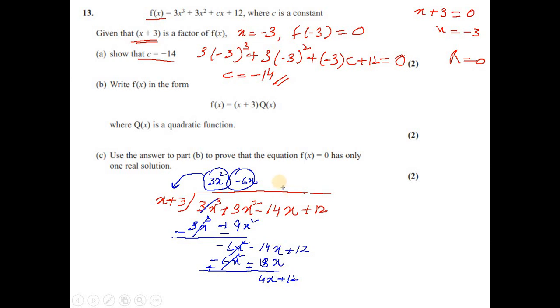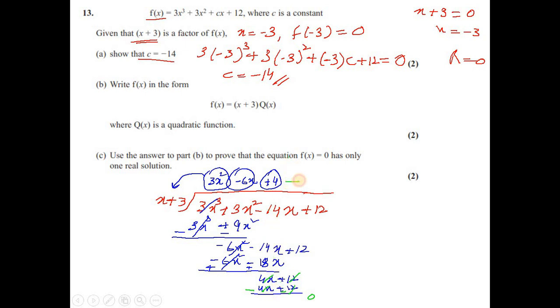Then you do one more time. You need to think of some number here, so that when you multiply that number with the first term, you can get 4x. So clearly it is plus 4, and you multiply plus 4 with both of these two terms of the divisor, so 4x and plus 12, and then you subtract. When you subtract these, minus 4x, minus 12 get cancelled, so your answer is 0. That means the remainder is 0.